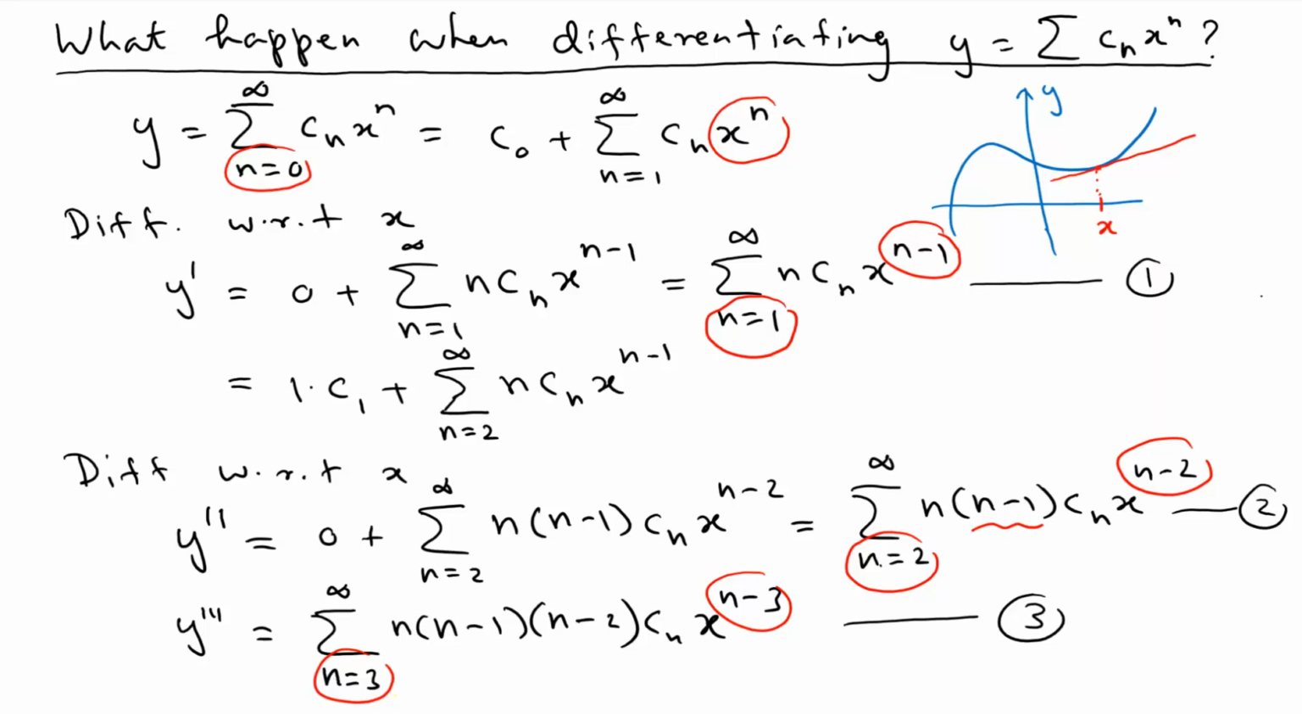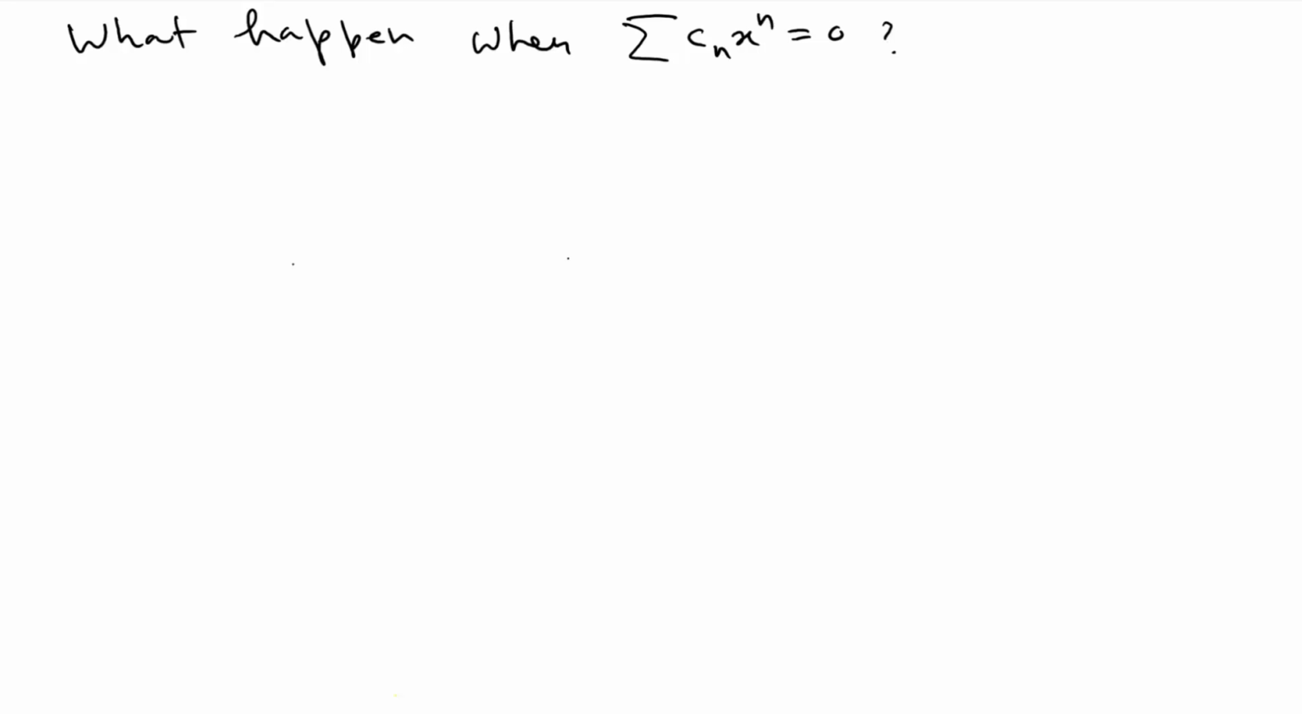The other question is what happens when you set a series equal to 0. Let's look at that. Let's say we have a series in x^n, and we set this equal to 0. This is also a very interesting question.